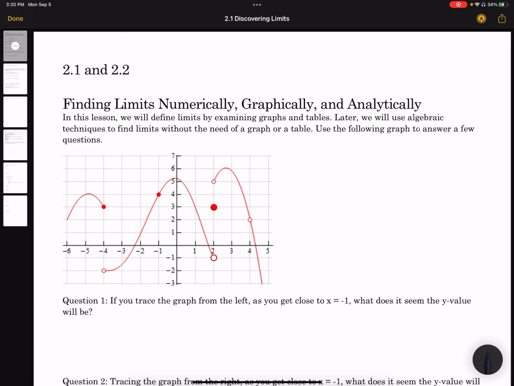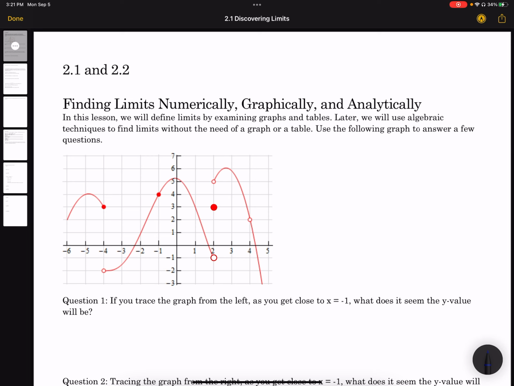Hi students, in this video we will be covering limits numerically, graphically, and analytically. We're going to split this into two parts. The first part will cover looking at limits numerically and graphically, and then the second part we will cover the problems that are at the end of the notes and talk about the different analytical methods we can use to find limits.